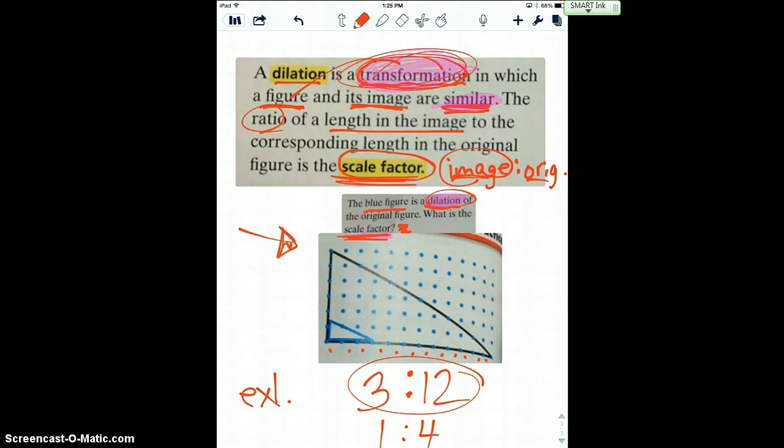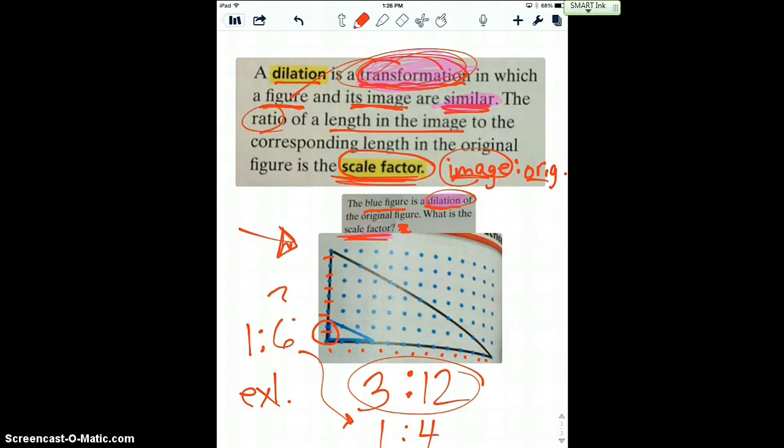So let's see if it works on the other side here. If I would have used this side, that has a length of 1, and then my original has a length of 1 to 6. These are supposed to be the same.